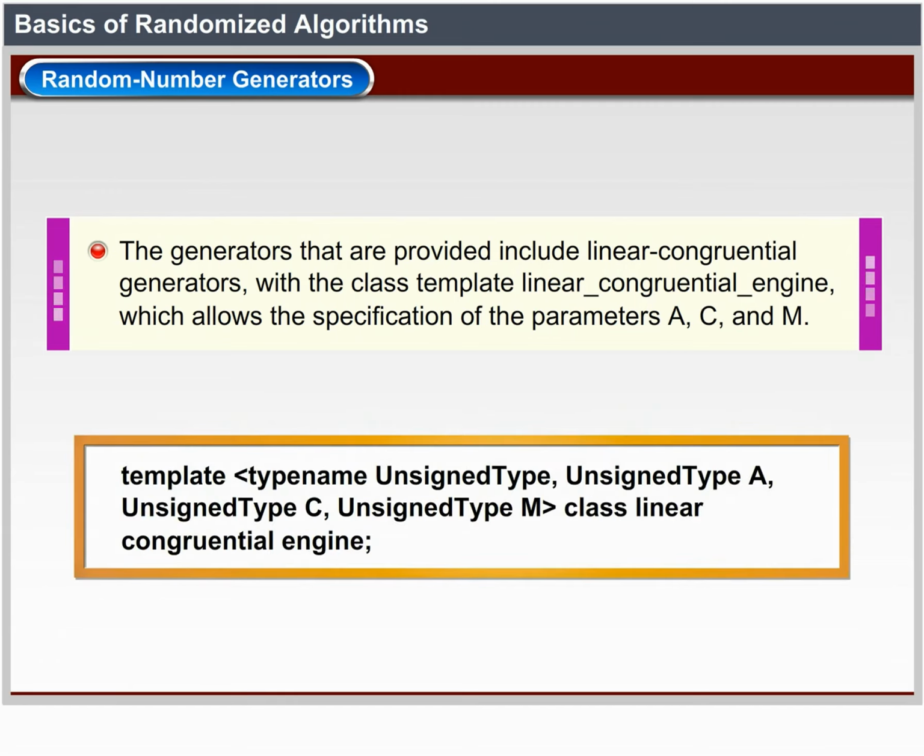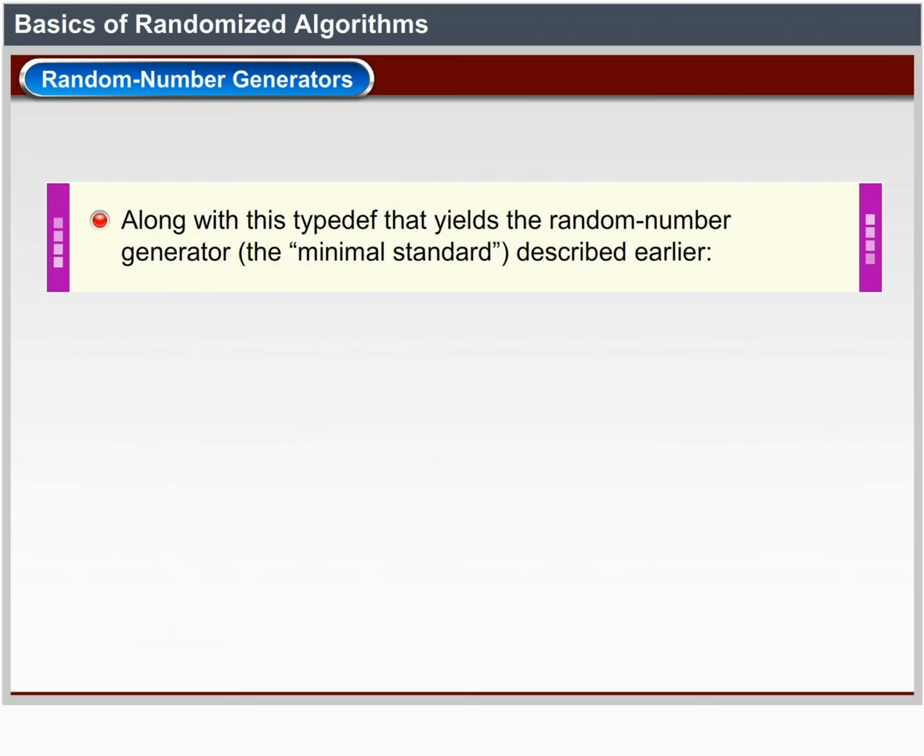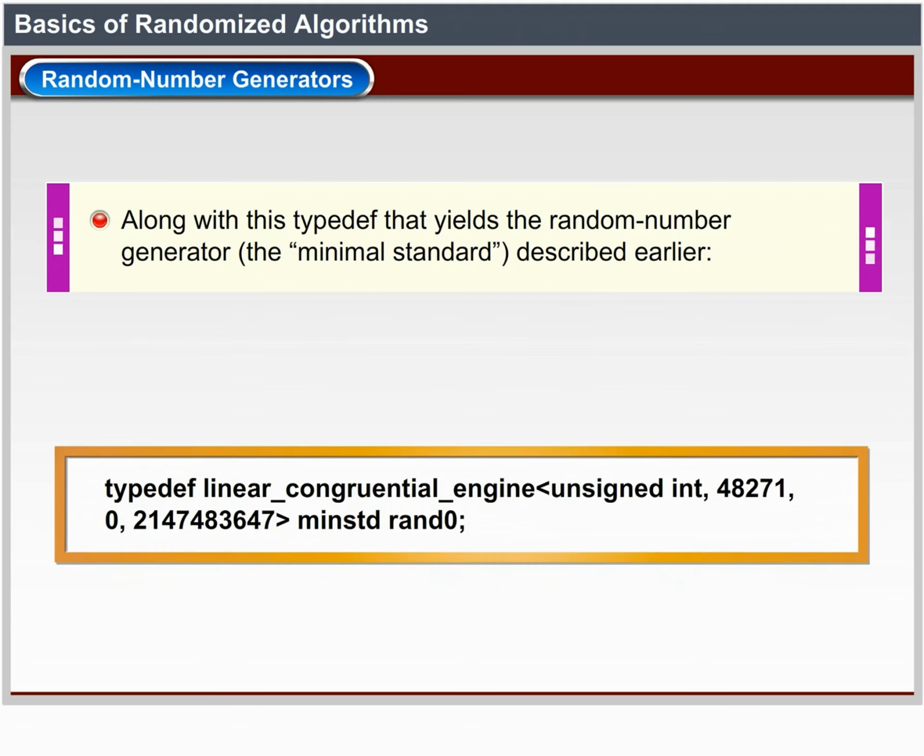template <typename UIntType, UIntType a, UIntType c, UIntType m> class linear_congruential_engine. Along with this typedef that yields the random number generator, the minimal standard described earlier. typedef linear_congruential_engine<unsigned int, 48271, 0, 2147483647> minstd_rand0.